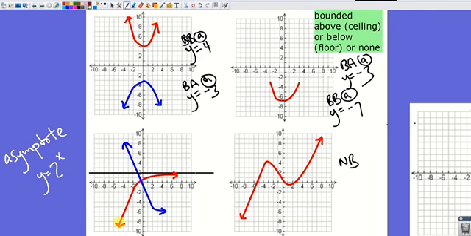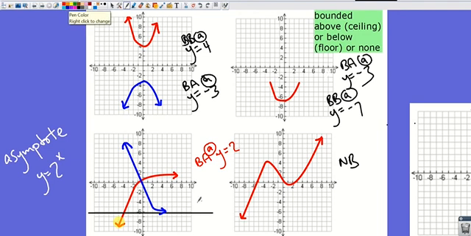So now we do have a ceiling. I'm going to put the ceiling in red so you know it belongs to the red graph: bounded above at y equals 2. Similarly, for the blue, it is also bounded, but this time it's bounded below by a floor. So bounded below at y equals -6.